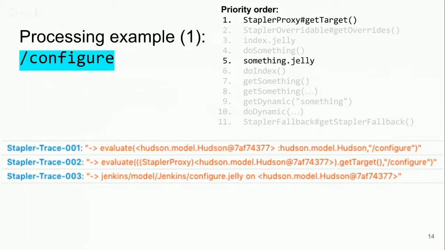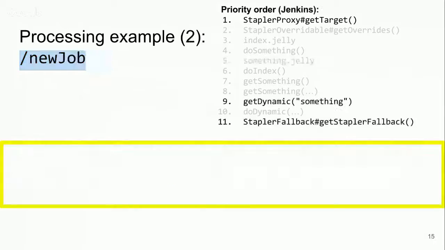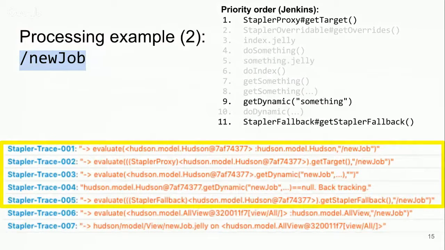In the second line, the Hudson object implements StaplerProxy, so we call getTarget to figure out what object will continue processing this request. It turns out it is the Hudson object itself. It returns this, as I've previously mentioned, is possible. And in the third trace line, you can see the view that Stapler found. It is Jenkins model Jenkins configure.jelly that belongs to the Hudson or Jenkins object. Another example, the /newJob URL, which I mentioned earlier.